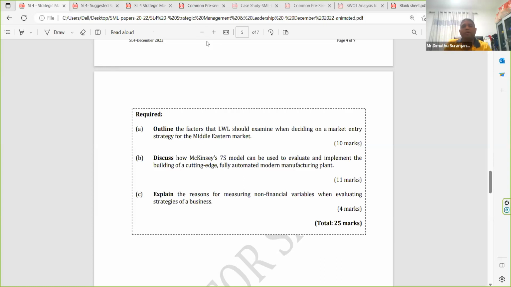Normally, when it comes to strategy evaluations, I will talk a little bit about the theory part related to this one. Someone has requested the past paper analysis. I sent that one. I hope you have received that. Please someone confirm whether you have received it or not.